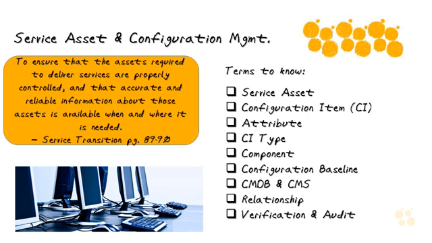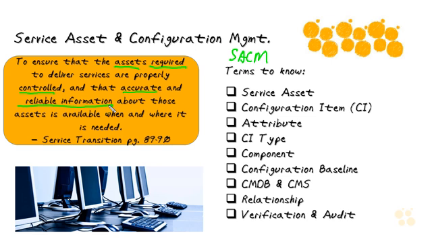So there's a lot of things that need to be in place to help in the transition area. So service asset and configuration management, or SACM, I've heard some people even call it SACM, because it looks like it if you do it this way, where it's SACM for service asset and configuration management. Just depends on how people like to do their acronyms. But anyway, it's all about making sure that the assets required to deliver those services are not only controlled, but the accurate and reliable information about those assets is available when and where it's needed. That's straight from the service transition book itself.